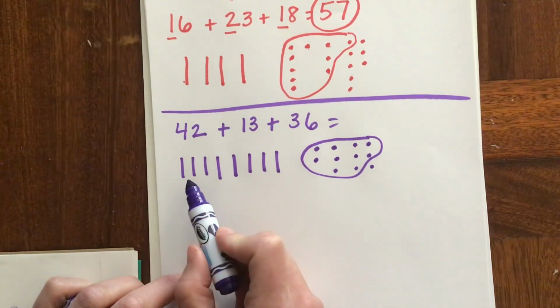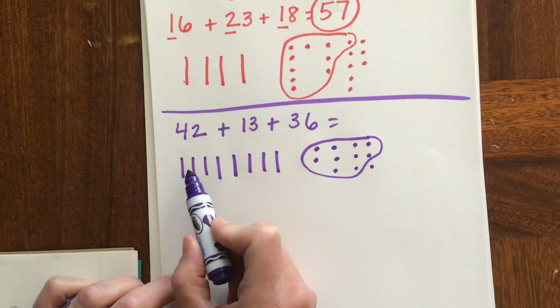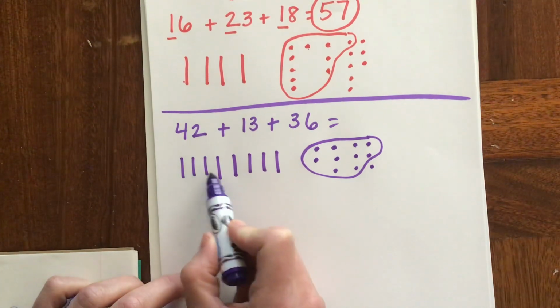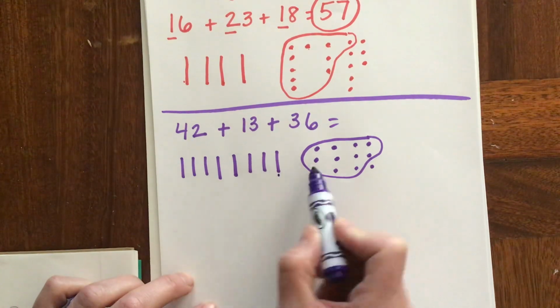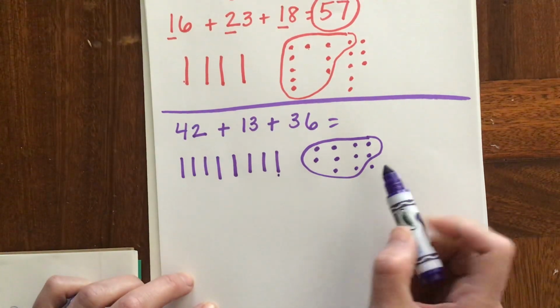All right, now we're gonna go back and figure out our answer. So let's count by tens. 10, 20, 30, 40, 50, 60, 70, 80, 90, 91.